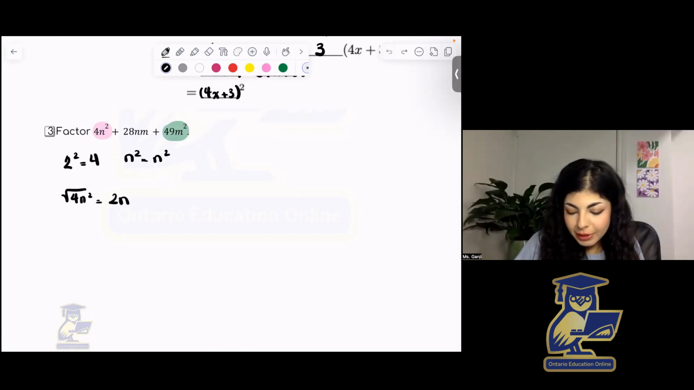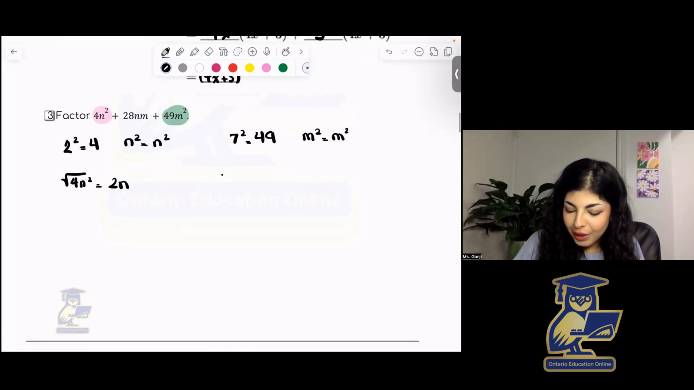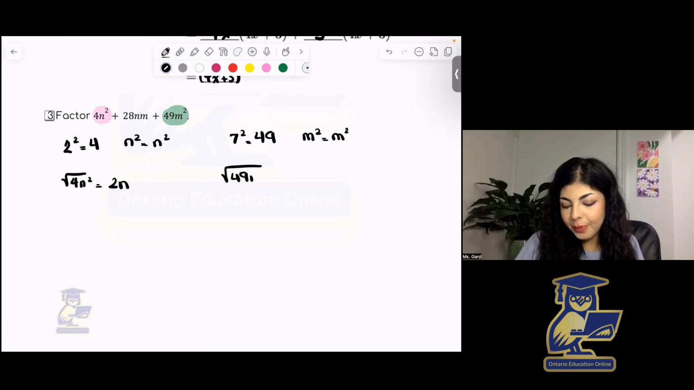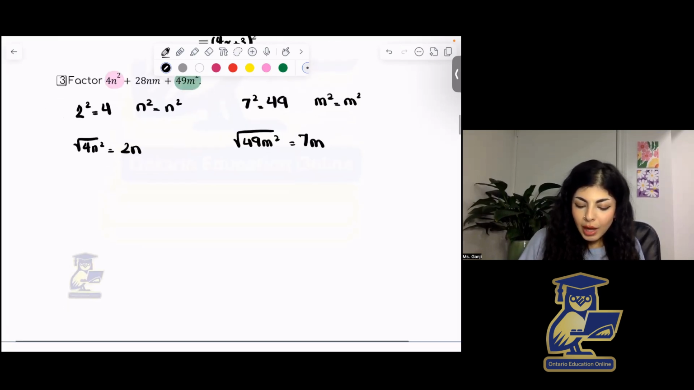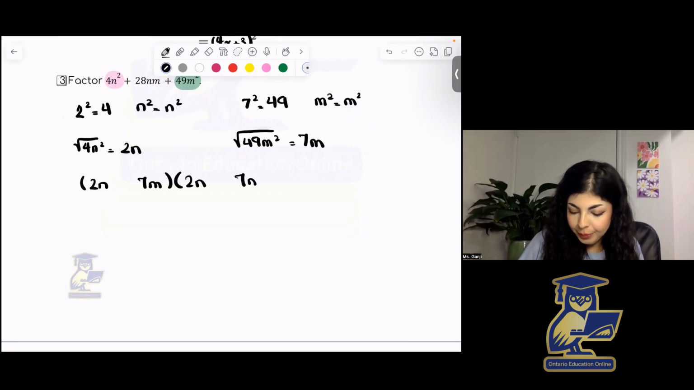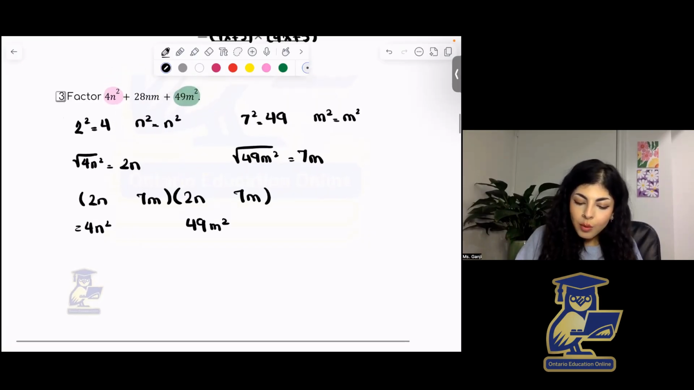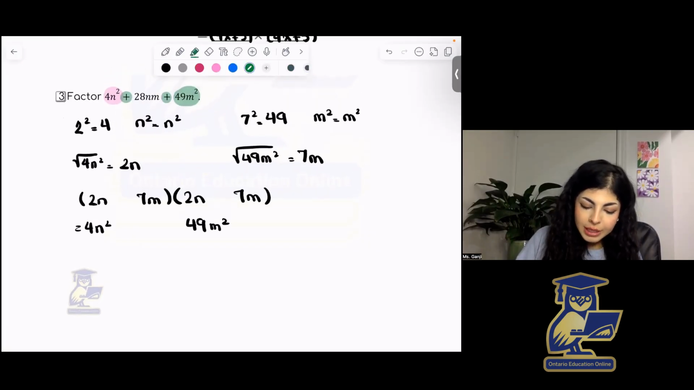Now let's look at the last term here. 7 squared is 49, and also m squared is m squared. Now, if we square root 49m squared, we get 7m. So we know that our first term, if we multiply it, we get 4n squared, and that's correct. And our last term, we get 49m squared. That's also correct.